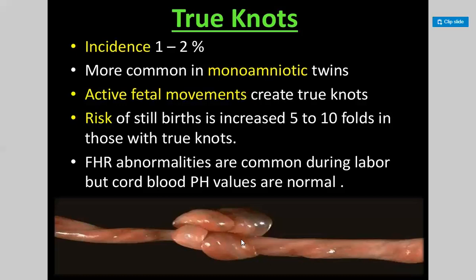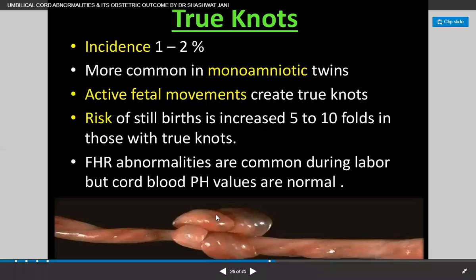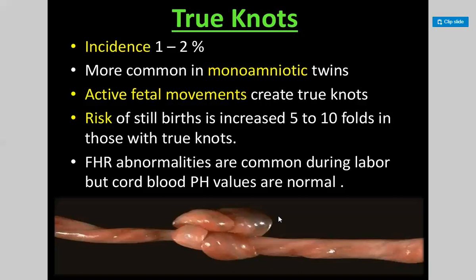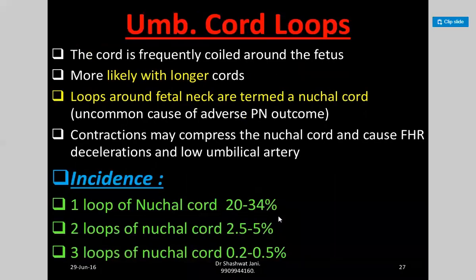In this diagram, an actual knot has taken place in the umbilical cord. A longer umbilical cord can lead to this, or an active fetal movement can lead to this. Then loops, which I have already explained. The cord is frequently coiled around the fetus, most commonly around the neck. It can be coiled around the body also, but commonly it is around the neck.